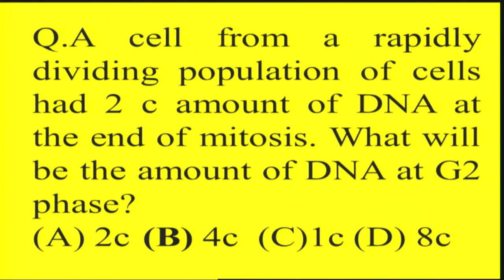Now another question: a cell from a rapidly dividing population of cells has 2C amount of DNA at the end of mitosis. What will be the amount of DNA at G2 phase? Now we know that a diploid cell has 2C amount of DNA. When S phase is completed, and during the S phase the replication of DNA or duplication of chromosomes takes place, 2C will become 4C. So by the end of the G2 phase it will become 4C, or double the amount which is there in the mother cell. So the right option would be B, that is 4C.